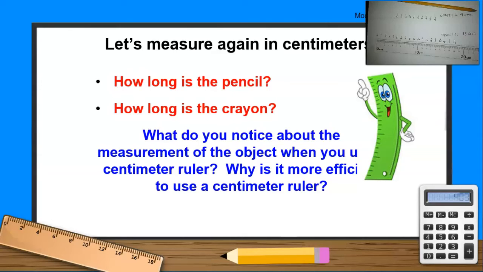So this is a very important question. Why is it more efficient? Another way to say it is, why is it better to measure with a centimeter ruler instead of coins? I want you to think about it. I want to hear some answers.